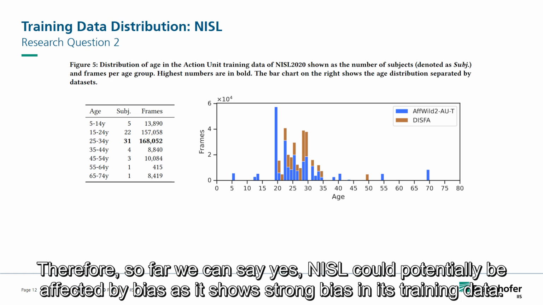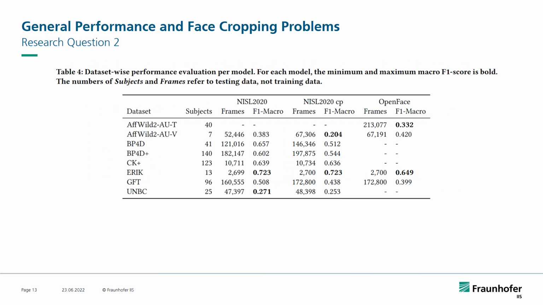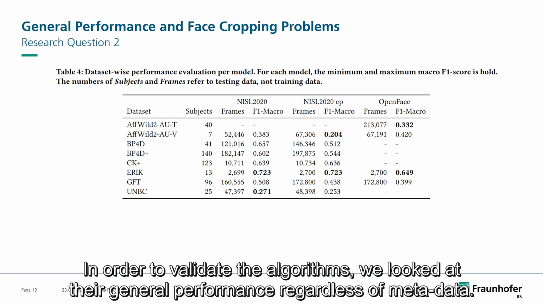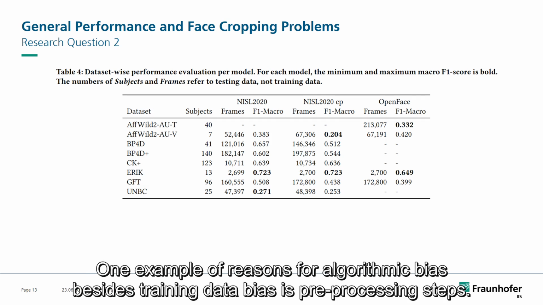Therefore, so far we can say yes, NISL could potentially be affected by bias as it shows strong bias in its training data. It has to be said though, that training data bias is not the only reason why an algorithm can be biased. In order to validate the algorithms, we looked at their general performance regardless of metadata. For the field of action unit detection, the depicted values in F1 score are good, so we can proceed.